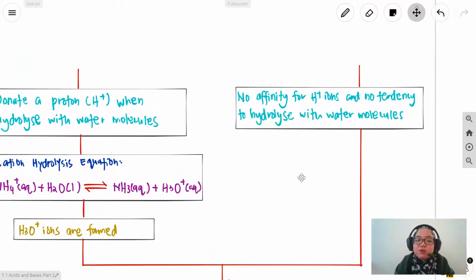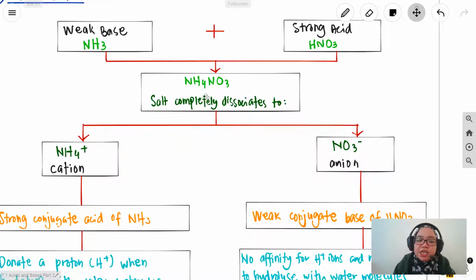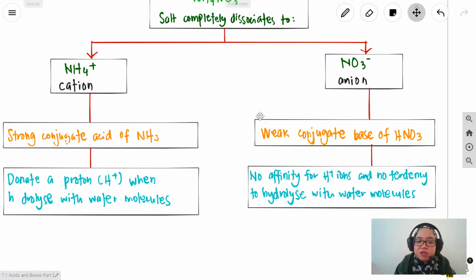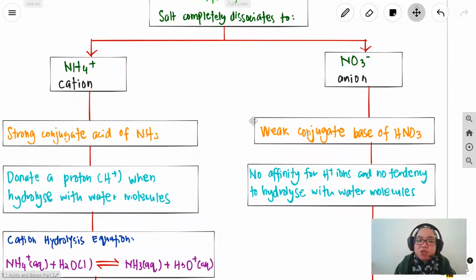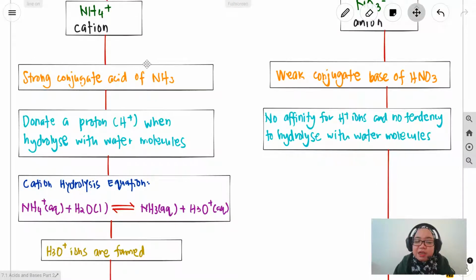So this is what we call NH4NO3, the acidic salt. Because it is formed by the reaction of a weak base and a strong acid to form an acidic salt. This is the explanation why NH4NO3 is an acidic salt: the cation here is a strong conjugate acid and it hydrolyzes with water to form hydronium ion, which contributes to the acidity of the solution of the salt.